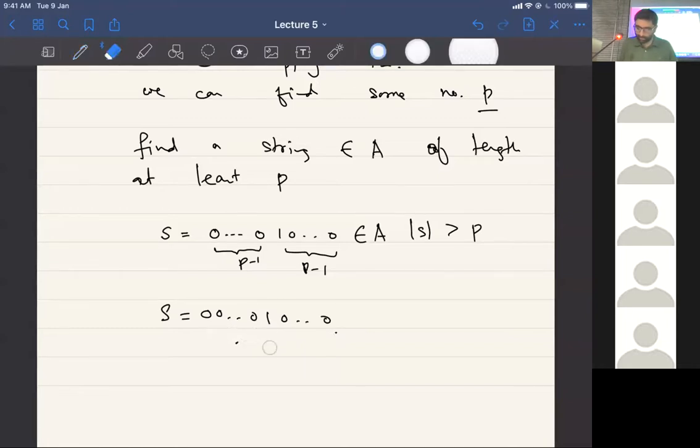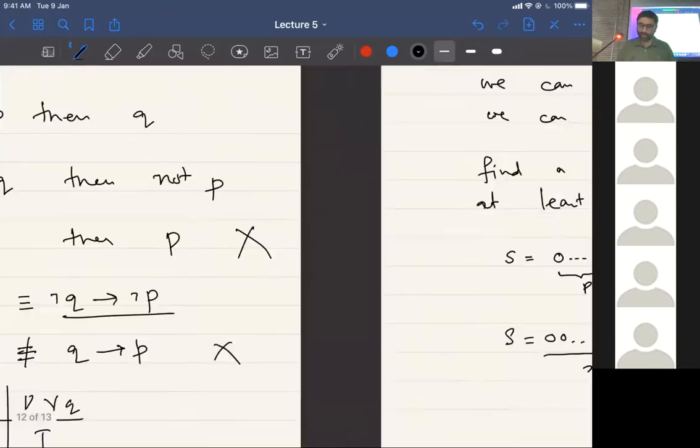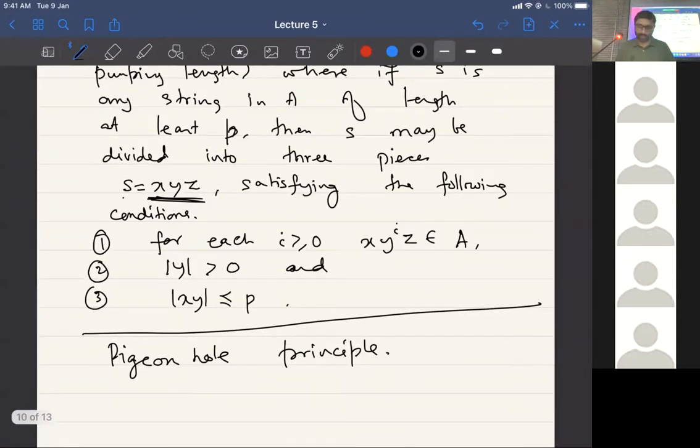Let's not put it this way. Let's say this part is x, this is y, and this is z. So x is 0, 0, 0, 1. The length of the zeros is P minus 1, and the one is just 1, so the length of x is equal to P. Y is just 0, so the length of y is equal to 1. And what is z? Z is 0, 0, 0, and how many zeros do we have? P minus 1. So let's go back to the conditions and see whether these three conditions hold or not.